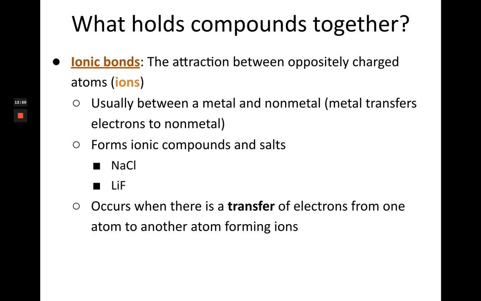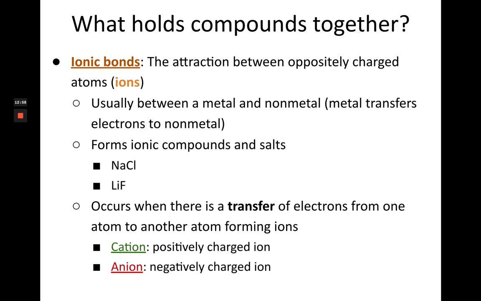So there's a transfer of electrons from one atom to the other, and that's what forms the ions. Remember that the cation is the positively charged ion, and the anion is the negatively charged ion. So here's an example, a picture of what that actually looks like in regards to sodium chloride, but it all ends up looking like similar patterns regardless of what ionic compounds you have.